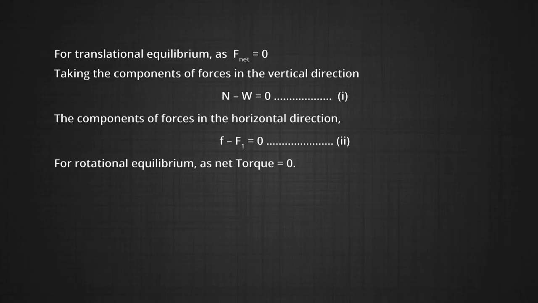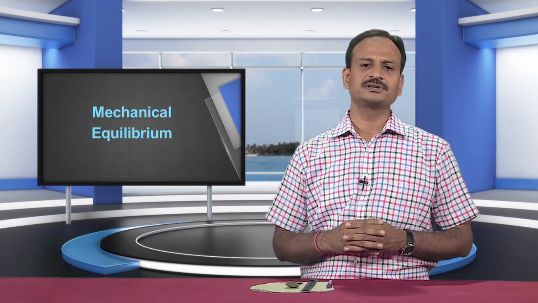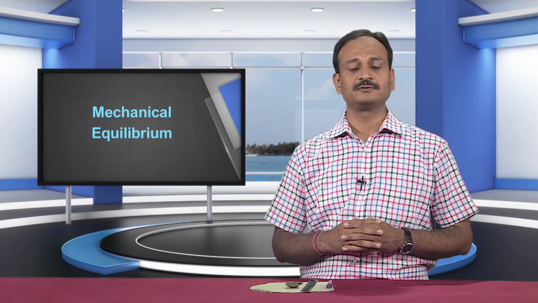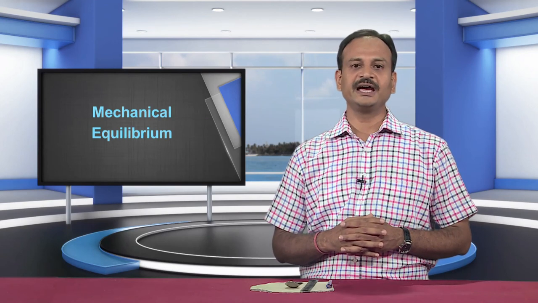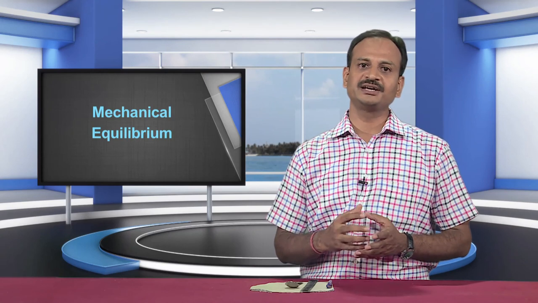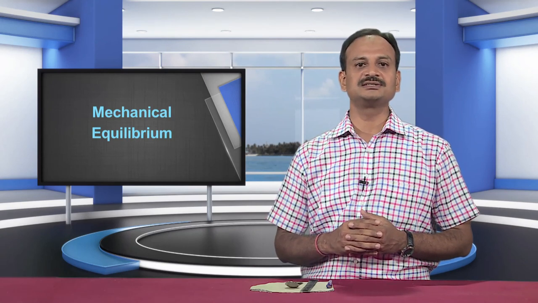For rotational equilibrium, as the net torque is 0, we have to take a point about which we find the torques due to different forces. In fact, we can take any point. For convenience, we will take point A. Why are we taking A? Because if any force passes through the point about which we are taking the torque, then the torque due to that force is 0.